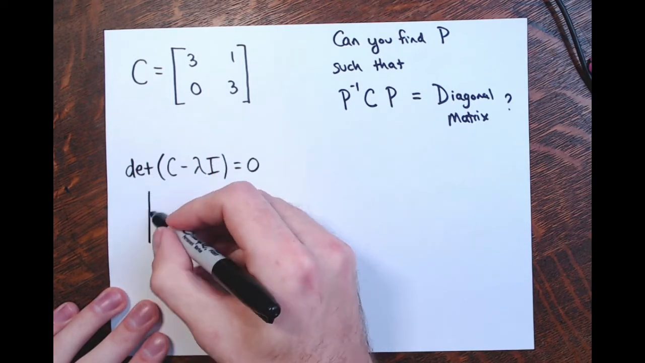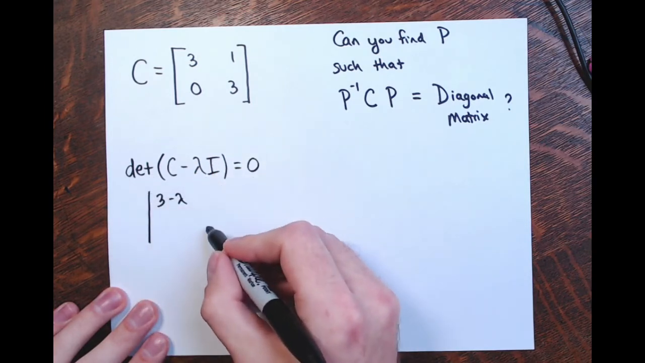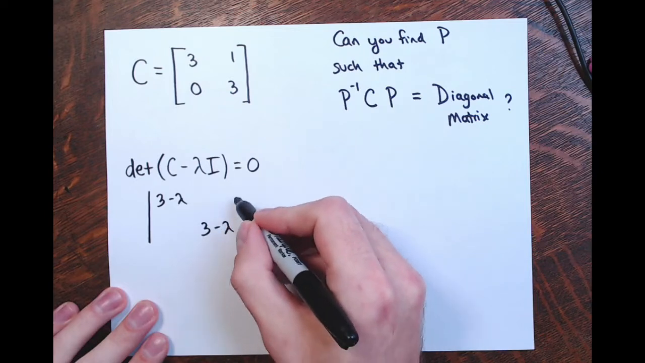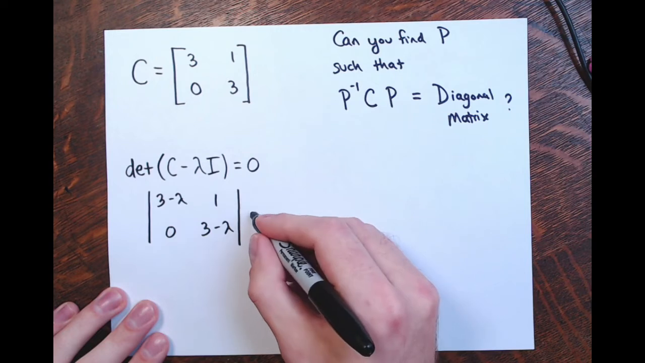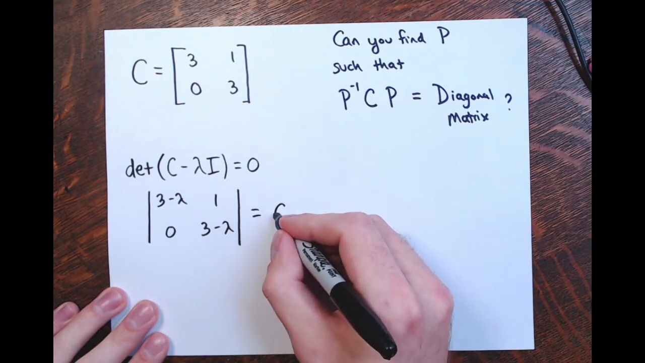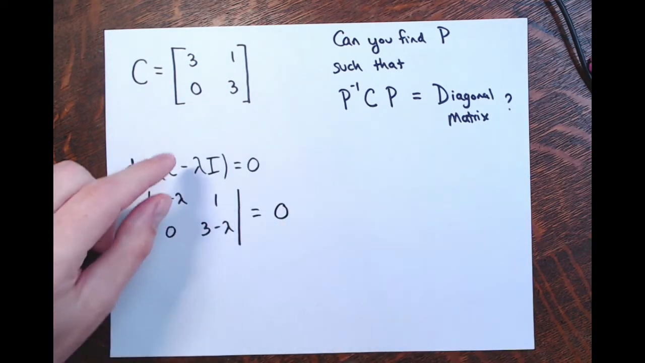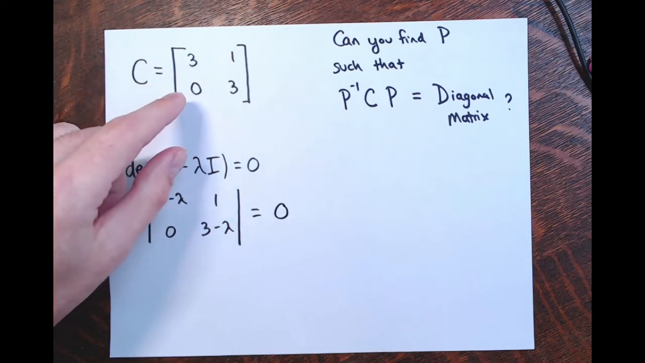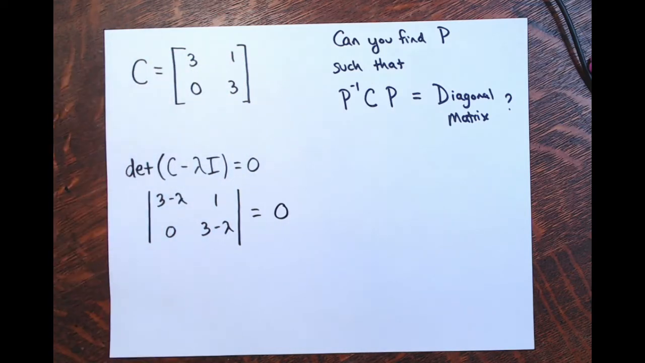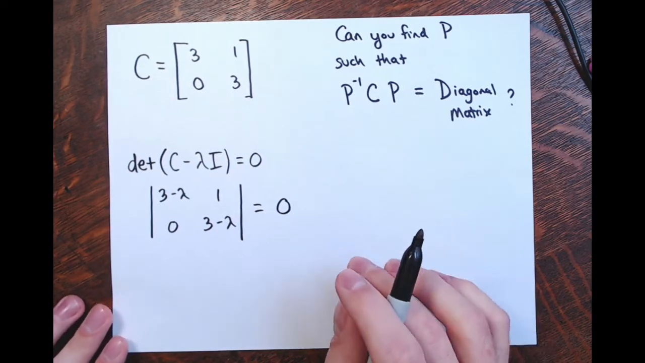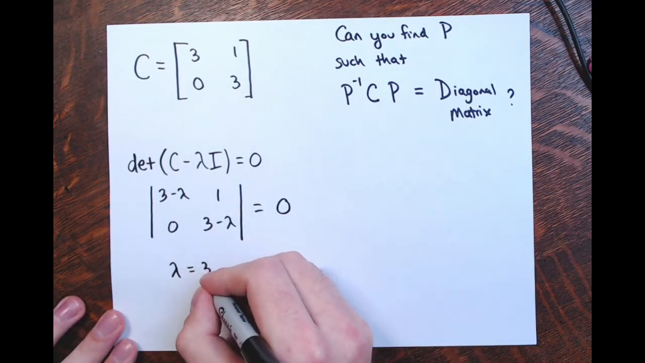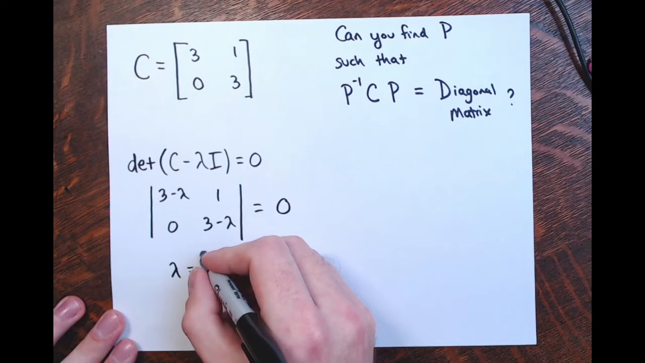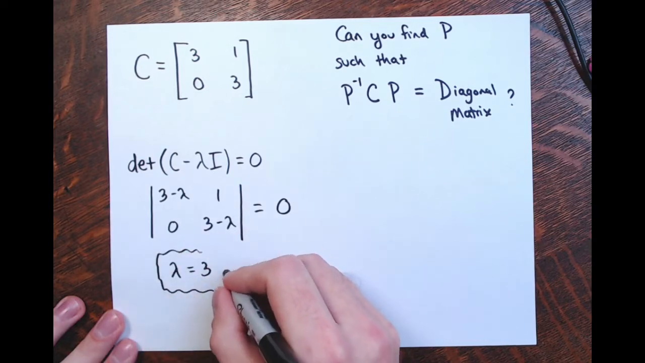So this is the determinant of 3 minus lambda, 1 and 0. And when's this equal to 0? Well, I don't know why I even set this up, because this is upper triangular. So the eigenvalues are 3 and 3. It's got an algebraic multiplicity. I'll just tell you right now, lambda equals 3. All right? And this is the only eigenvalue.